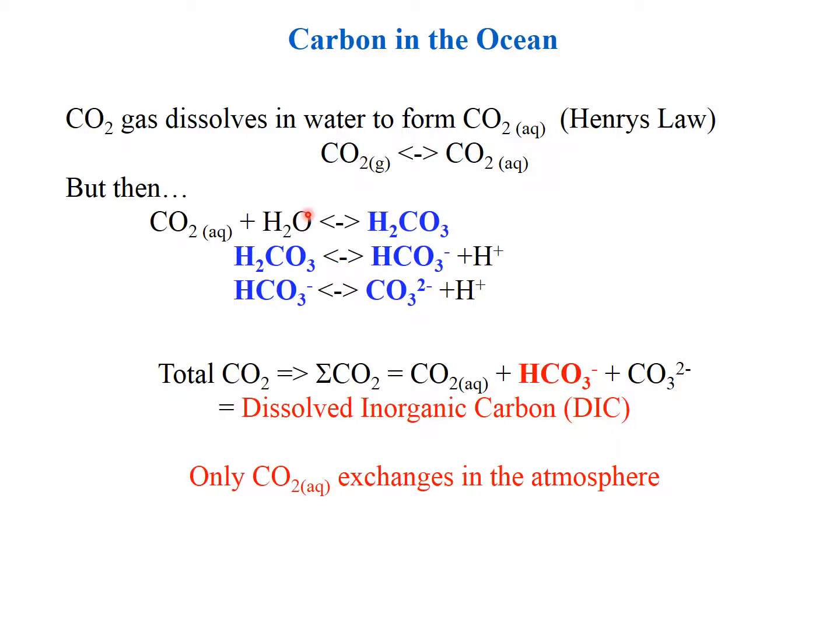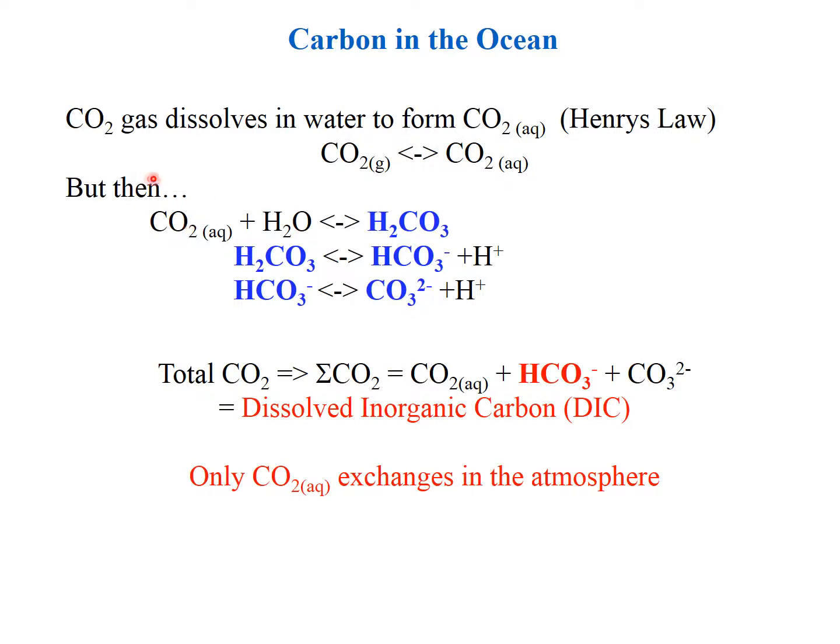Okay, and critically, the relative proportions of the key species, so this guy here, carbonic acid, doesn't really hang around much in the ocean. That's very unstable. So you can add together the concentration of carbonic acid and the concentration of aqueous CO2, and that's almost identical to the concentration of CO2. So we kind of ignore it.